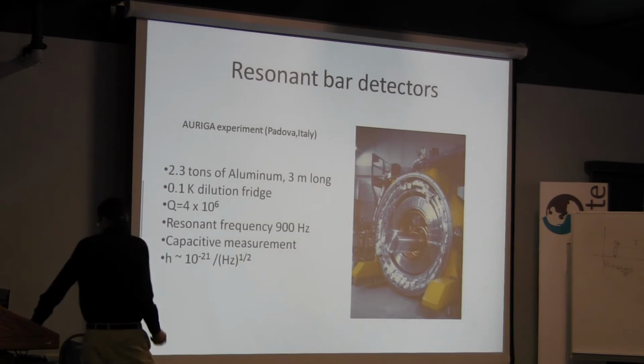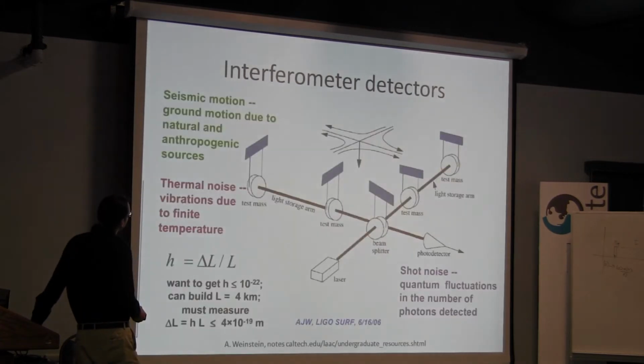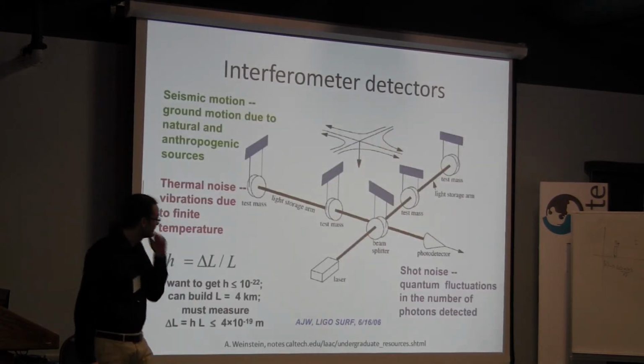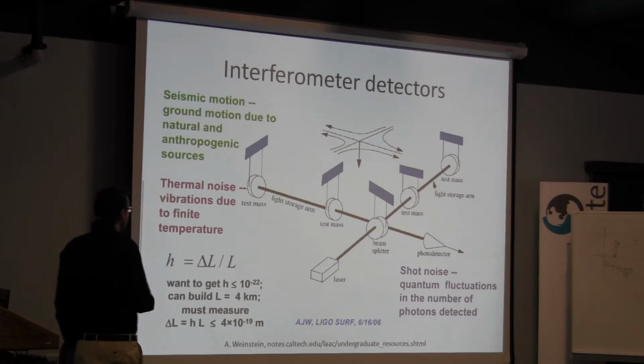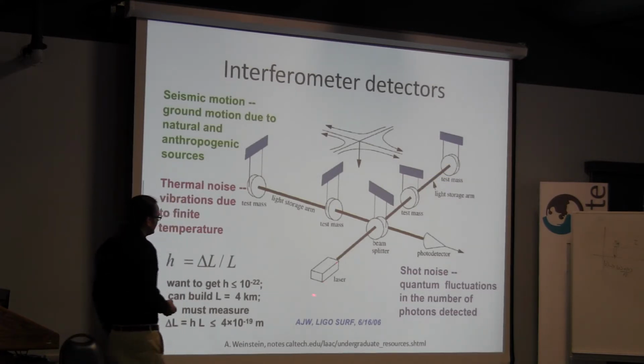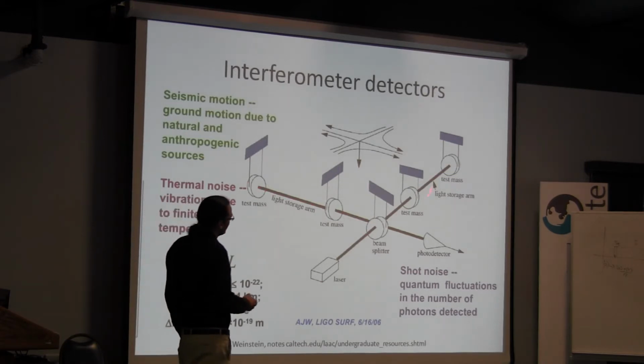Even more sensitive than these detectors are the interferometer detectors. There are several of these operating around the world. The idea basically is you take a laser and put it in a Michelson interferometer, and at the ends of the Michelson interferometer, I have these Fabry-Perot cavities.